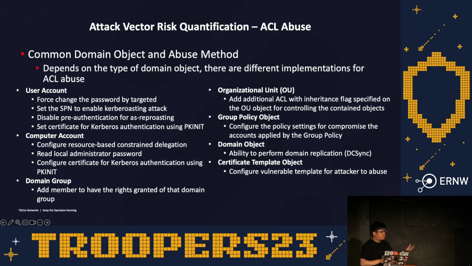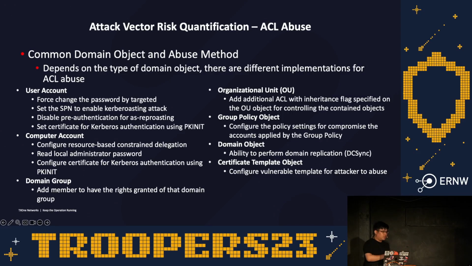Some people will also ask what the different impacts are for those ACL abuse objects, and what kinds of usage can be abused. So for different types of objects, we list the impact or the abuse primitive we can use. For a user account, we can force change the password, or we can set an SPN on the user account to perform a targeted Kerberoasting attack. For a computer account, domain group, organizational unit or domain object, the impact and operations will be different.